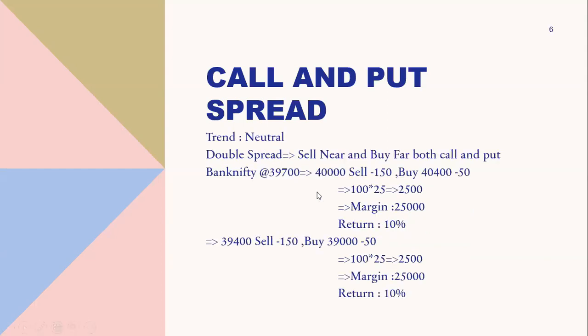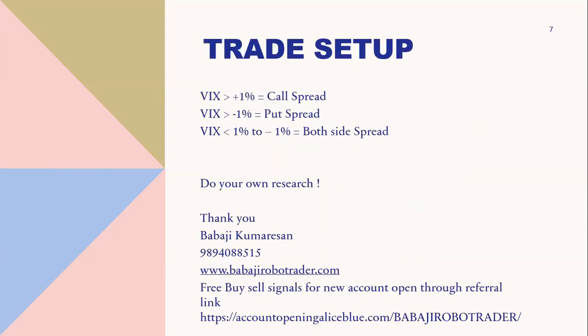And the third case, suppose the market is neutral, not moving anywhere, right? In that case, we can sell on both sides. We can sell on the call side and on the put side. So how can we gauge the trend? This is the main question. We can use an indicator also. Plus, we have to look at the VIX. VIX is a very good indicator.